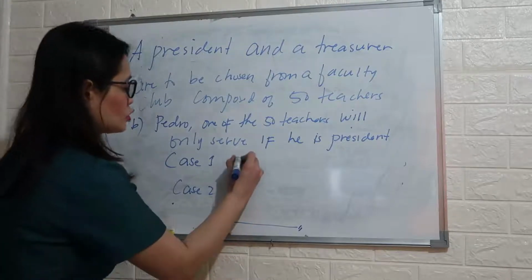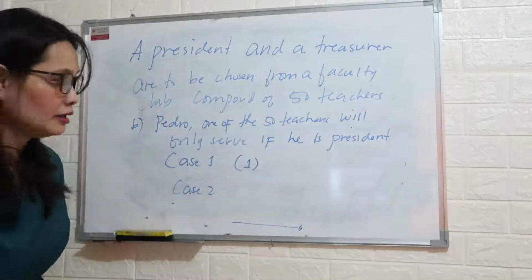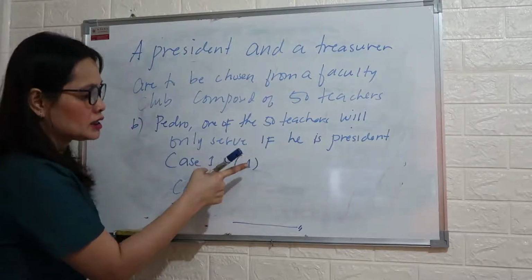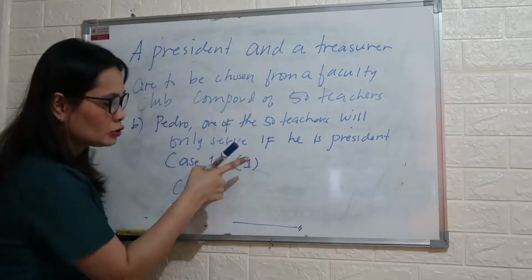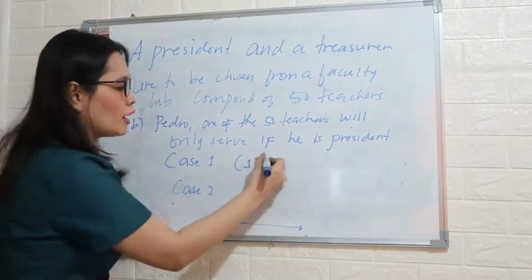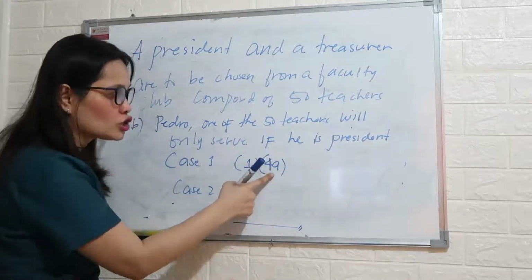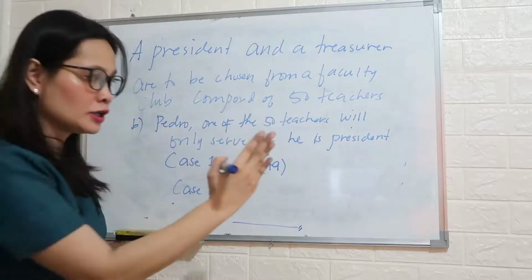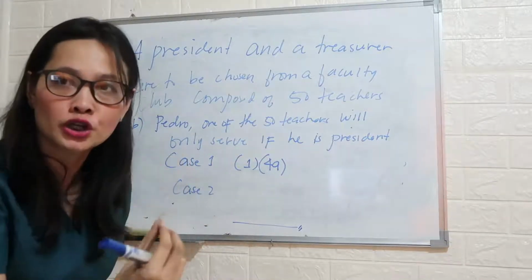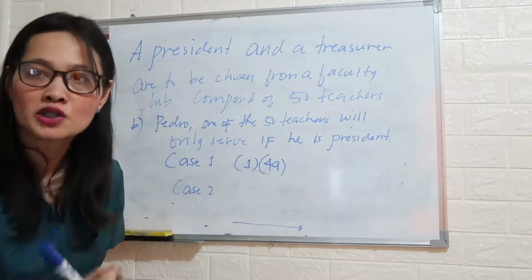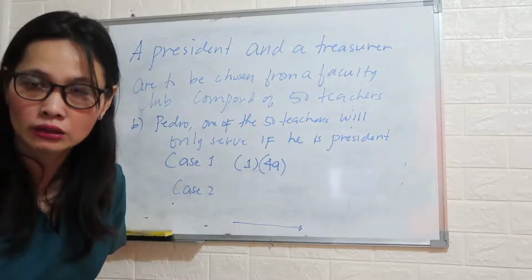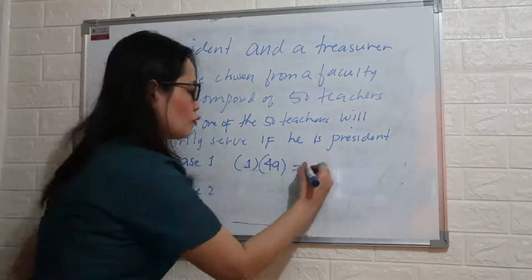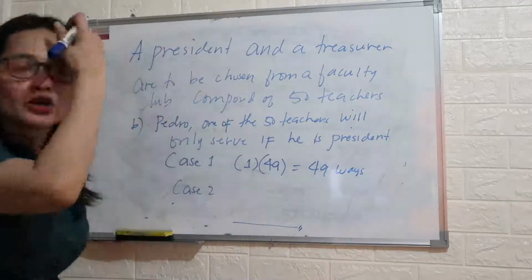So case 1, Pedro is the president, okay? Because according to the problem, Pedro will only serve if he is the president. So in case number 1, Pedro is already the president, and then you have 49 ways to choose the treasurer. Kasi na-shoot na ni Pedro, he's the president. What about the position of treasurer? Ilan yung possible choices? 49 candidates for the treasurer. So we have 49 ways. That's case number 1.